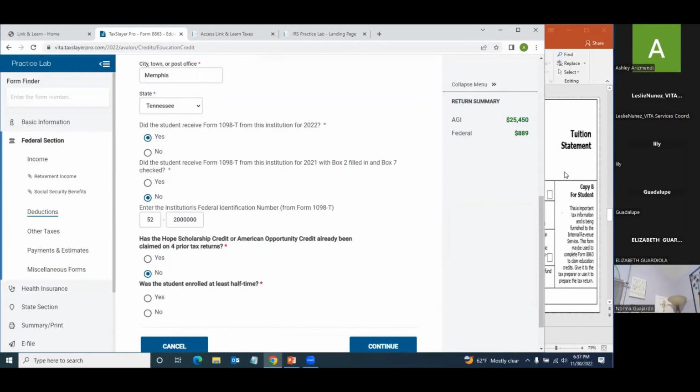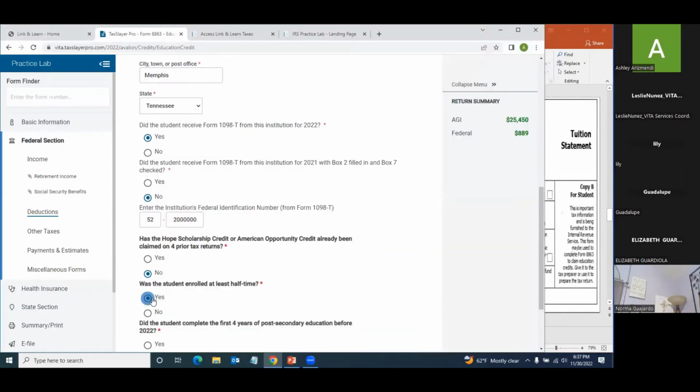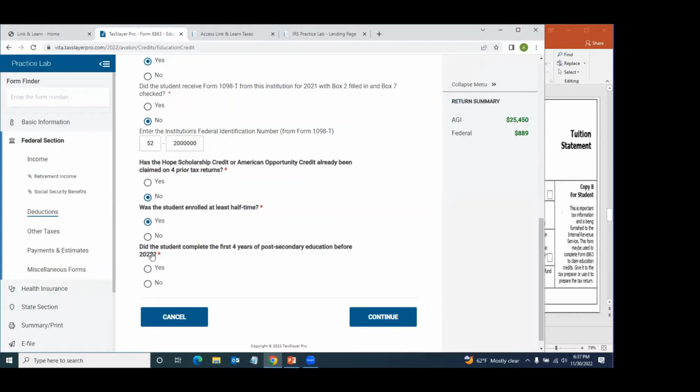Now, was the student enrolled at least half-time? If box 8 has an X or a check mark, that means they were enrolled half-time. So we would put yes. Right? Now it says, did the student complete the first 4 years of the post-secondary education before 22? Since this is gonna be her first year that we're putting.